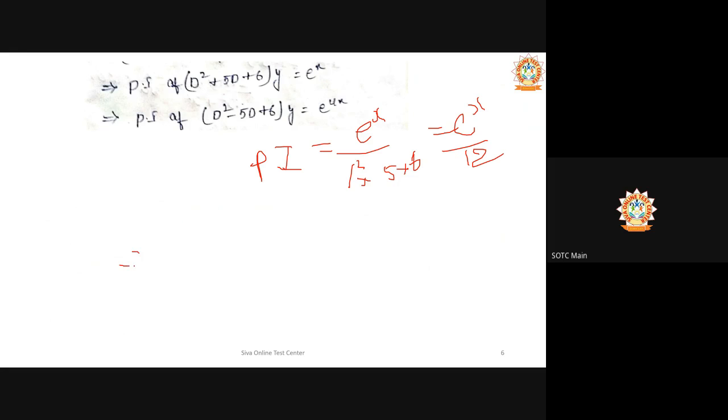Particular integral of e power 4x divided by D square minus 5D plus 6. Tell me what will become. D square is 16, minus 5 into 4, that is 20, plus 6. So I think it will become e power 4x by 2. Right? Done? Yes. Now try to see the next one.